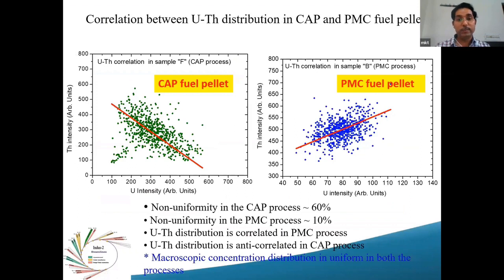And regarding homogeneity, we found that in the CFP fuel pellet process there is a negative correlation, where the thorium is high, the iron is less. Similarly, in the PMC fuel pellet process, there is a positive correlation: when thorium is high, the iron is also high. In the non-homogeneous case, we found around 60%, and the second case is 10%.